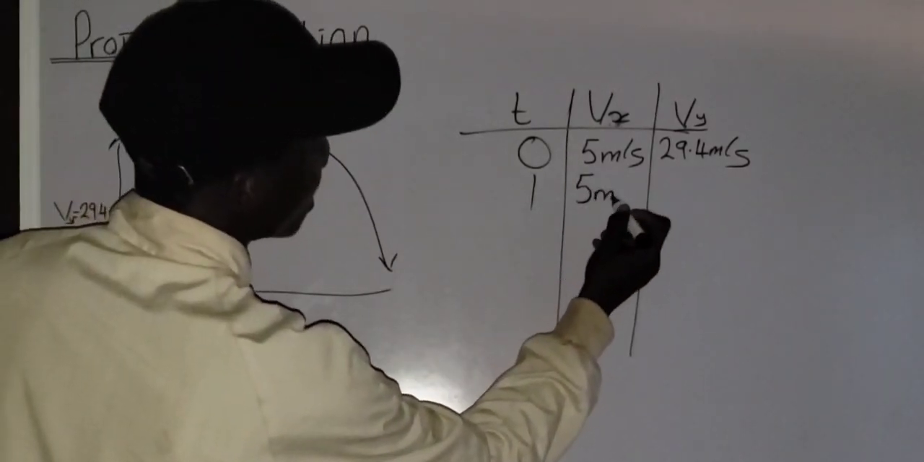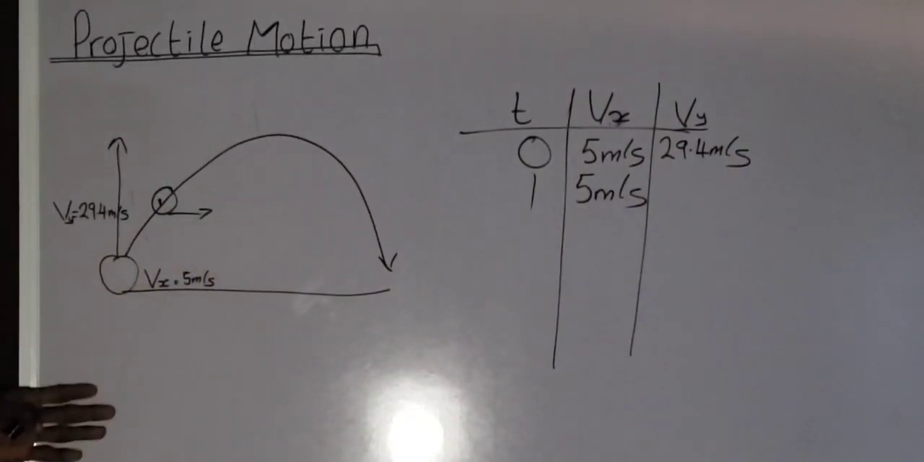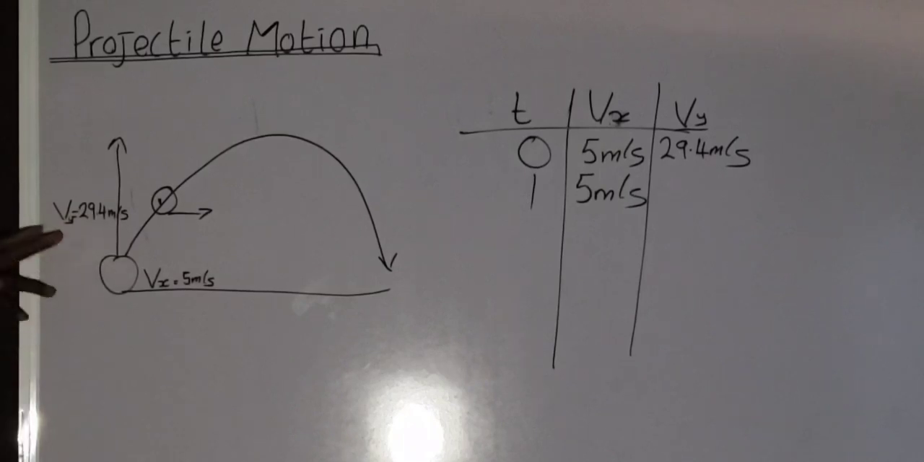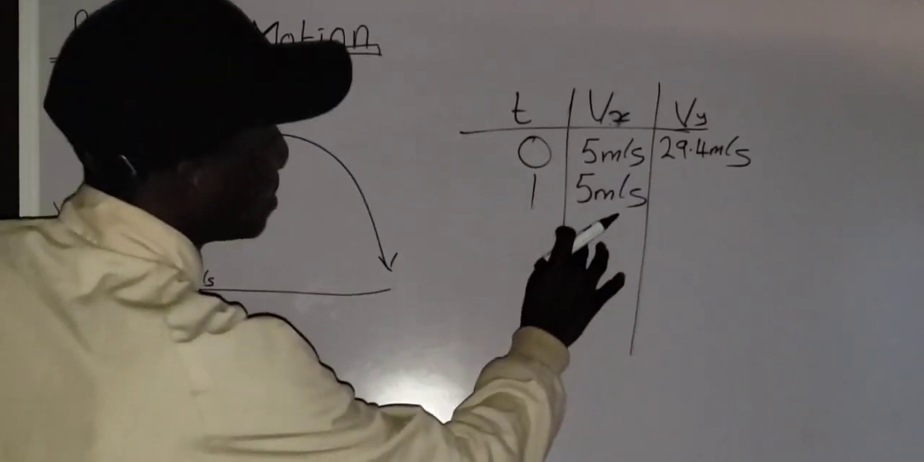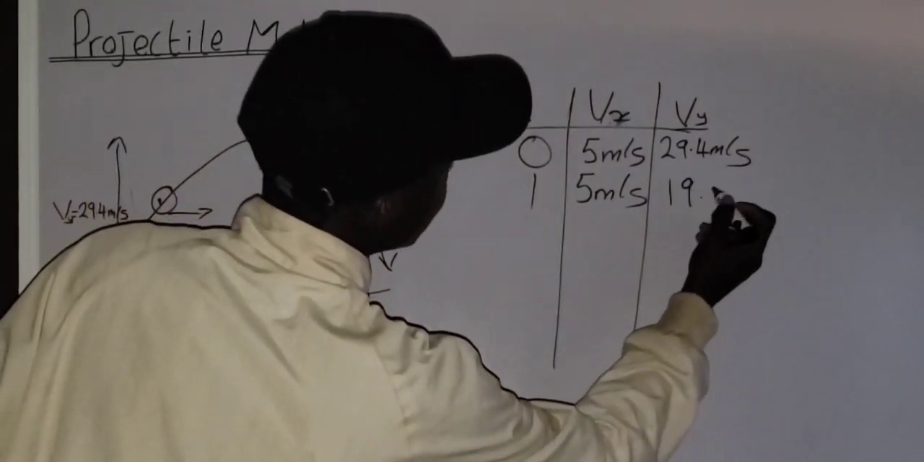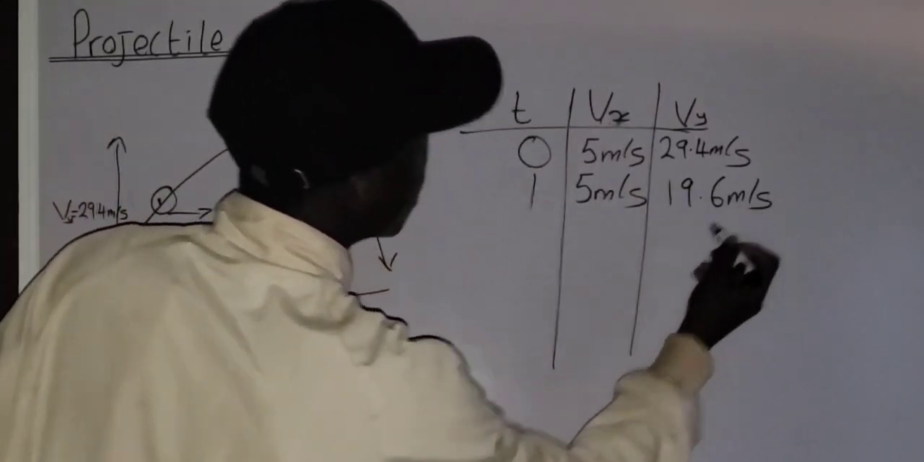So this will be 5 meters per second along the horizontal. Along the vertical axis now, what will be the velocity of the object? The velocity will decrease by 9.8 meters per second. Do you understand? Because at 1 second, the velocity will decrease by 9.8 meters per second. Though the velocity is positive here, it will be increasing at a decreasing rate. So for the 1 second, the velocity will change to 19.6 meters per second.